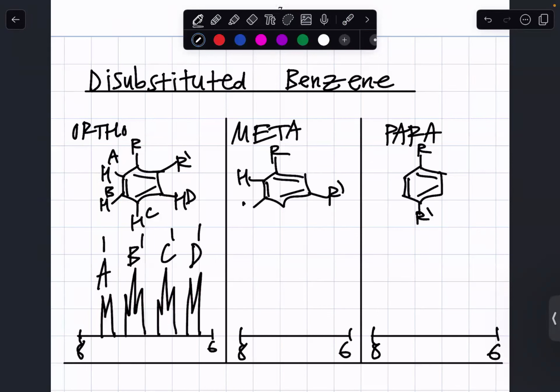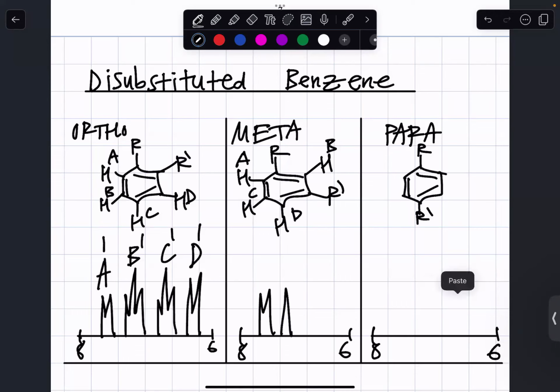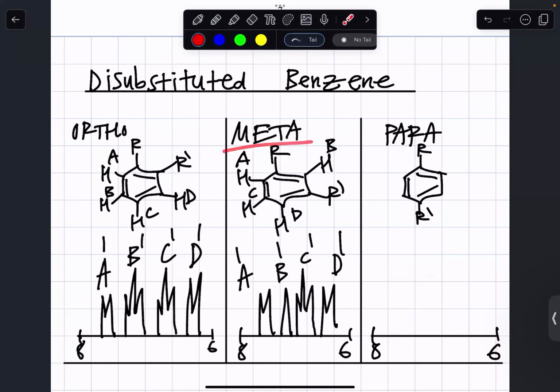For meta, on the other hand, let's say this is A, B, C, D. A has one neighbor, doublet. B has zero neighbors, singlet. C has two neighbors, triplet. D has one neighbor, doublet. Right, so this is A, B, C, D. Integration of one still. The biggest identifier of a meta benzene ring is this singlet right here. So when you see a singlet between 6 to 8 and everything else, then you most likely have a meta benzene ring where the two substituents are meta to each other.